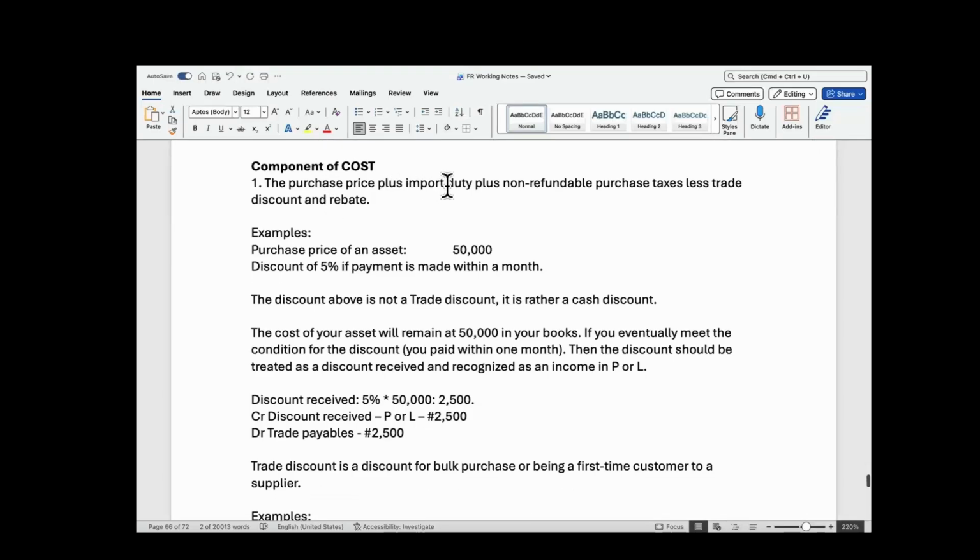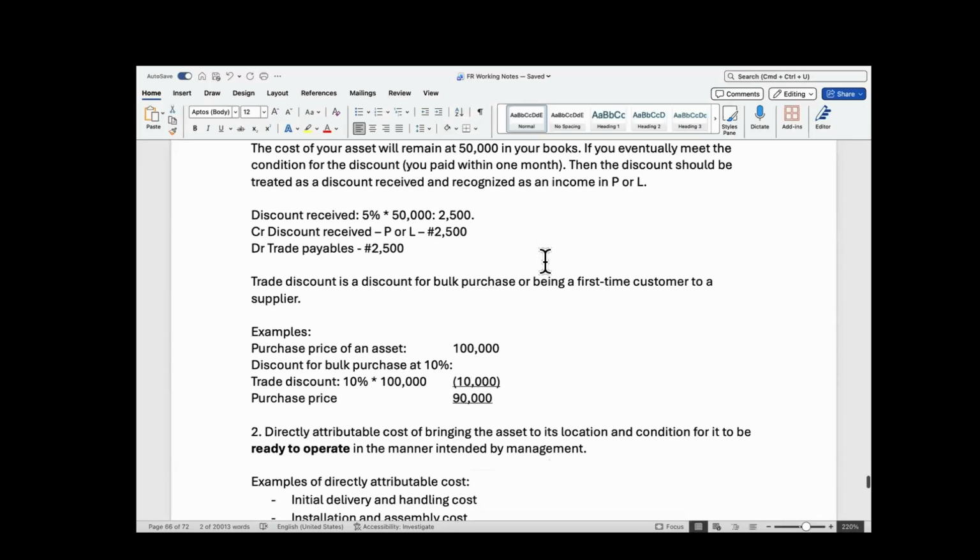One is purchase price plus import duty plus non-refundable purchase taxes, less trade discounts and rebates. And I explained these trade discounts well because I don't want you to miss points on very trivial issues like trade discount. You need to distinguish it from cash discount.